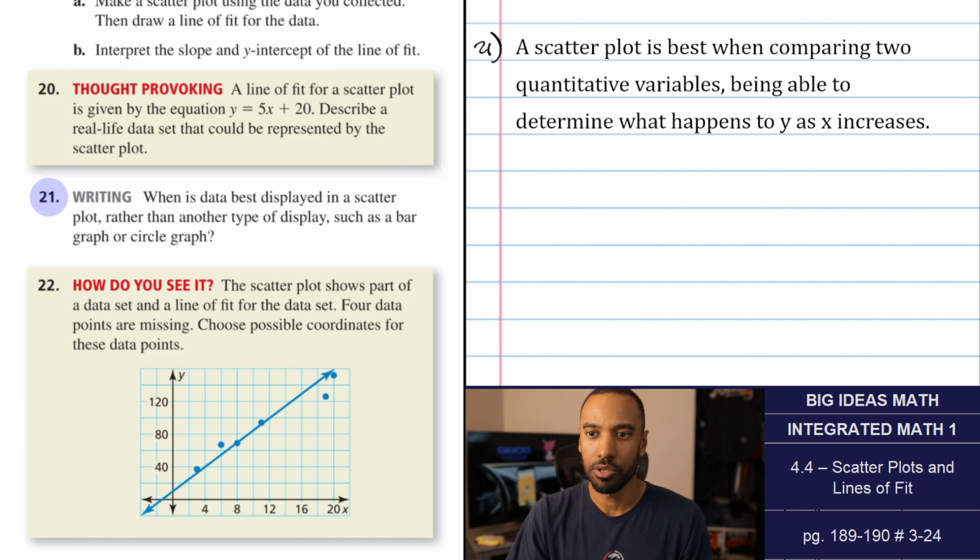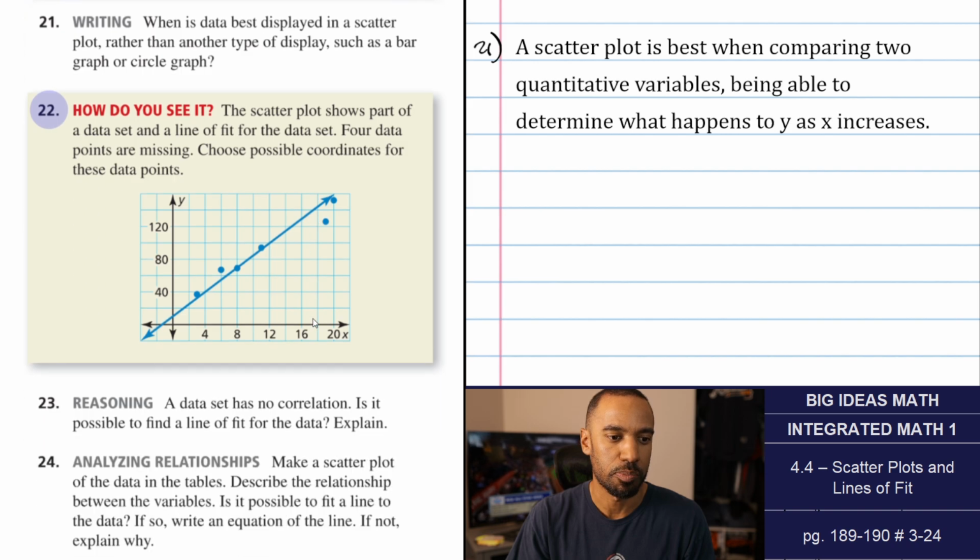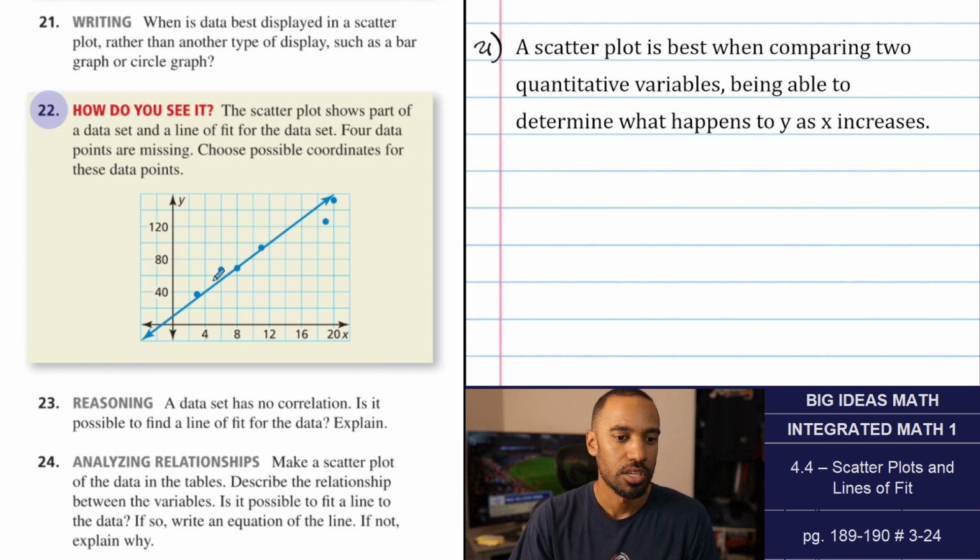All right, number 22, line of fit. The scatterplot shows part of a data set and a line of fit for the data. 4 data points are missing. Choose possible coordinates for those data points. Okay, so we want to make sure that we keep this thing as it was. So I have a point that's on the line, another point that's slightly above it. These are slightly above, that's a little bit more above. That's slightly below, this is significantly below. Maybe we need another point that's a little more significantly above, like this one. Another one that would be below to maybe counter that a little bit, like this one here. We just need to make sure it fits the data.